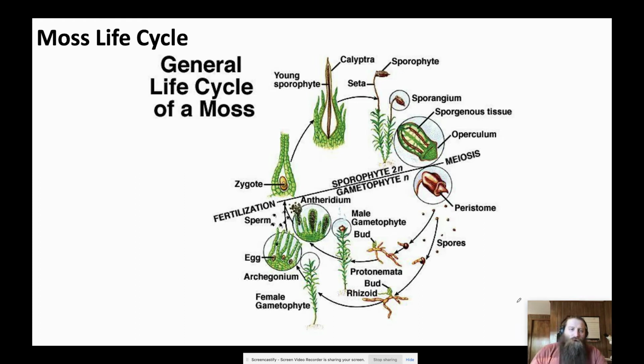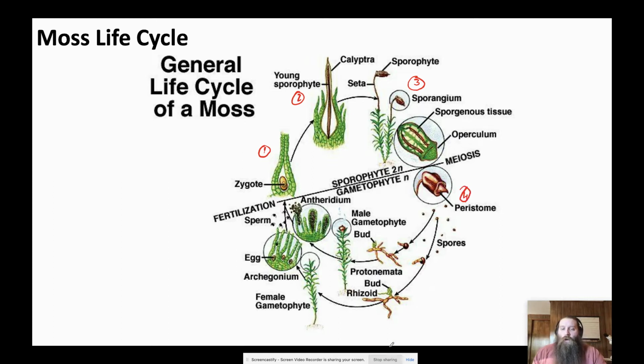The mosses, we'll start right here with a zygote. A zygote is going to grow and develop. It's going to become a sporophyte, all right? And that sporophyte, as it matures, is going to have what's called a sporangium. The sporangium is going to produce spores, and it's just going to drop them out. So our spores are going to be produced.